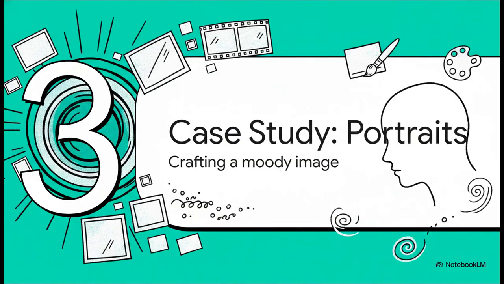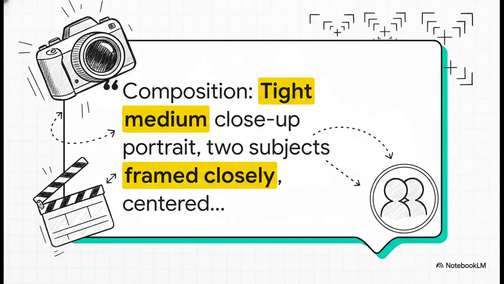Okay, let's dive into our first case study. We want to create an emotional black and white portrait. The goal here is all about intimacy, mood, and getting that fine art feeling. So let's look at the exact words that make this happen. Just look at the precision here. The prompt doesn't just say a close-up. No way. It specifies a tight, medium close-up, with the subjects framed closely and centered. This is language straight out of a film director's playbook. It forces your focus, and it creates this instant feeling of intimacy before you've even added anything else.